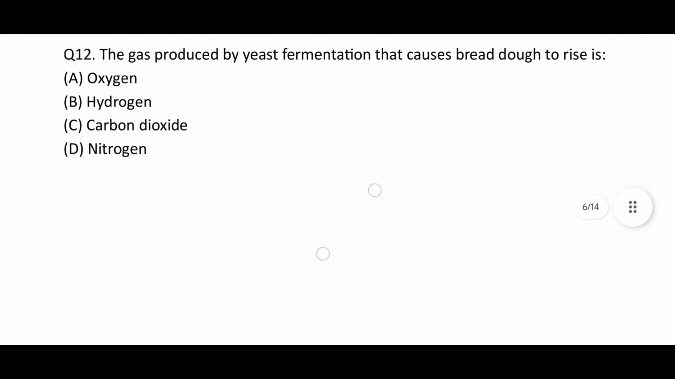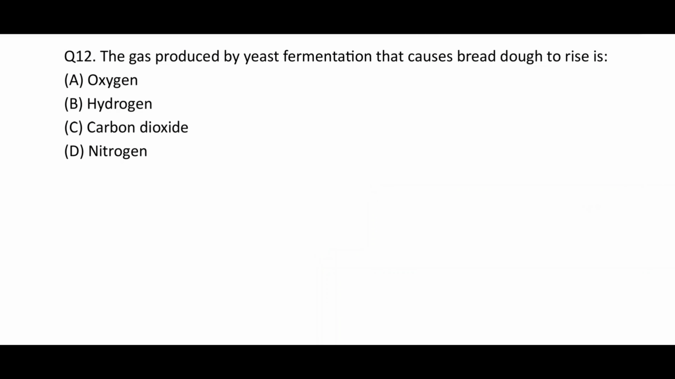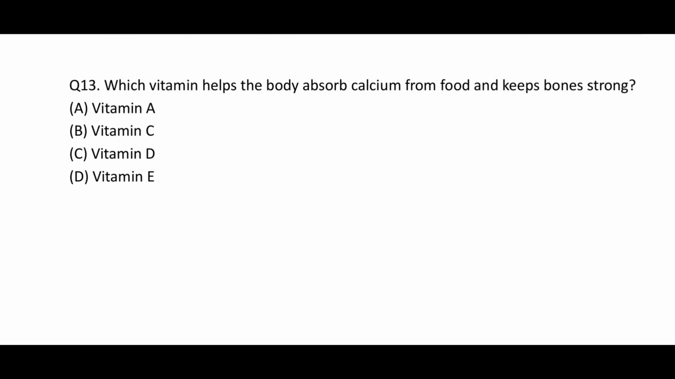Next question is, the gas produced by yeast fermentation that causes bread dough to rise is. The right answer here is option C, which is carbon dioxide. The gas which helps the dough to rise is CO2 gas. Next question is, which vitamin helps the body absorb calcium from food and keeps the bone strong? The right answer is option C, which is vitamin D. Vitamin D lets the intestine absorb calcium, which is very important for bone strength.